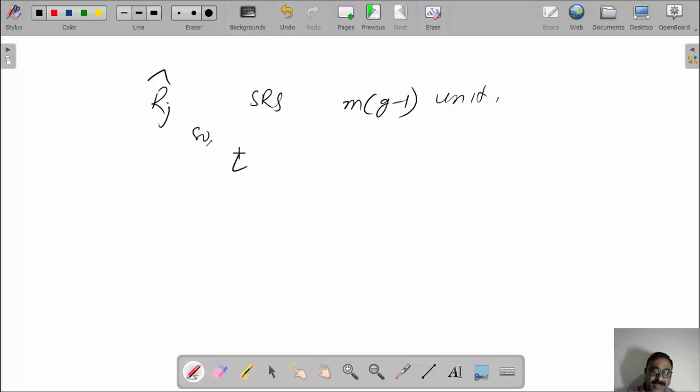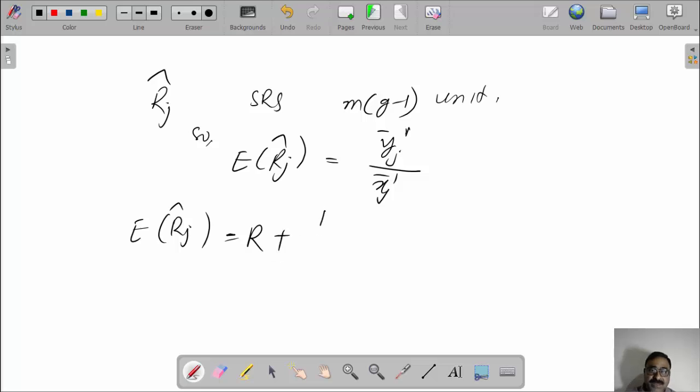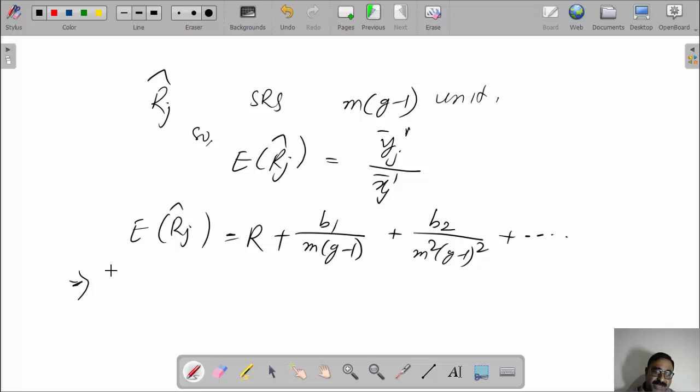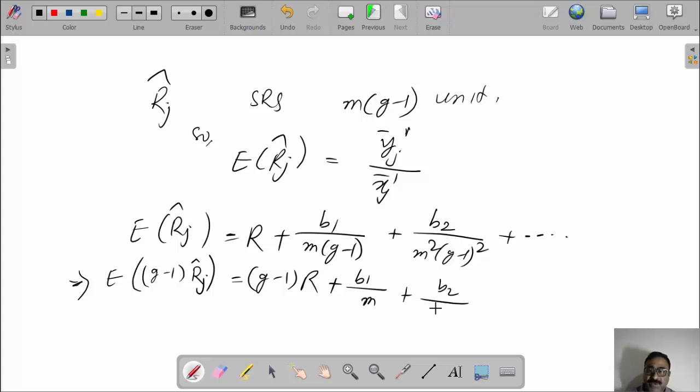So expectation of r_j cap equals y_j bar dash by x_j bar dash. So expectation of r_j cap equals r plus b1 by m into g minus 1 plus b2 by m square g minus 1 square and so on. This implies expectation of g minus 1 r_j cap equals g minus 1 r plus b1 by m plus b2 by m square into g minus 1 square and so on.